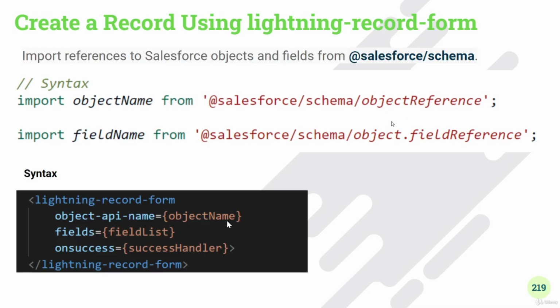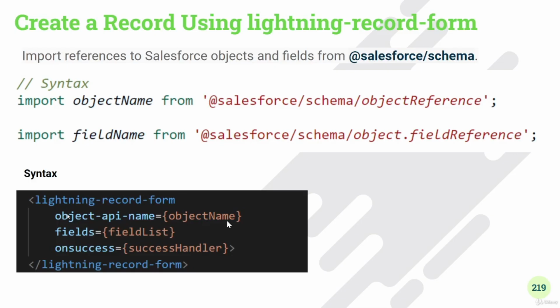The object reference can be account, opportunity, case, contact, or it can be a custom object as well. Then from that object, you need to fetch some specific fields, whether type, industry, name, anything. For that, you need to import each field individually. Suppose I'm importing name, it will be import name from @salesforce/schema/Account.Name. And once you have imported it, you need to map those fields to our Lightning Record Form component.